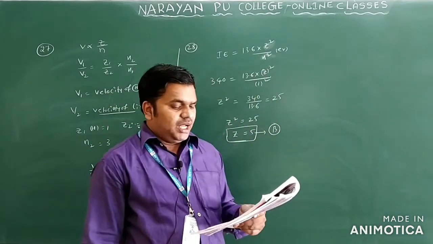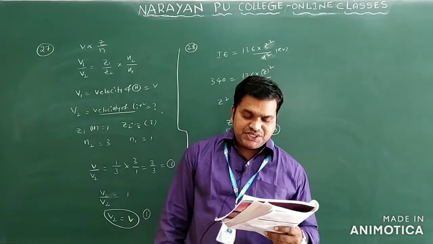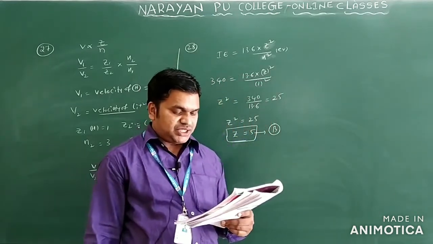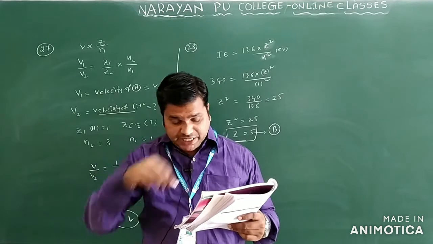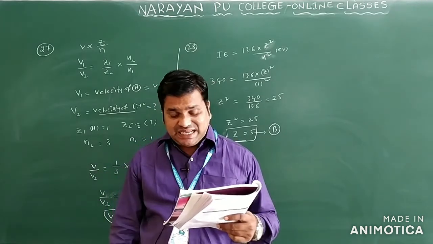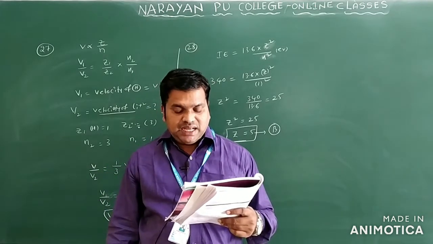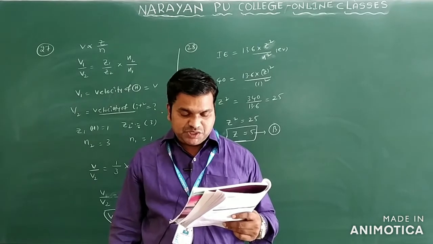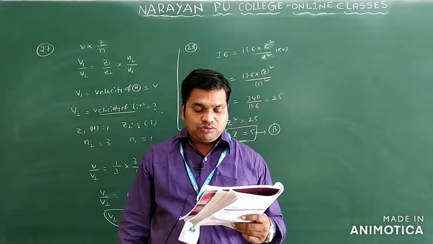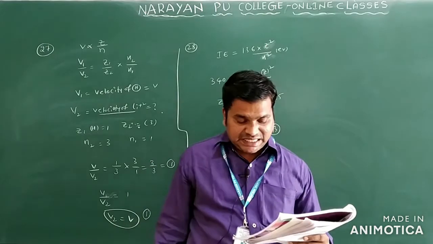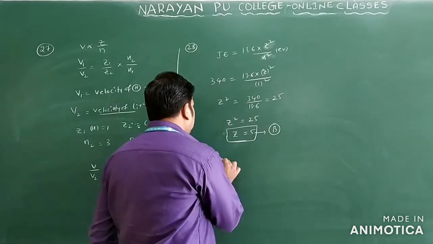Next we can see question number 29. We have match the following only. Energy of the ground state of He+, potential energy of the first orbit of hydrogen atom, kinetic energy of the second excited state of He+ atom, ionization potential of which one? He+ atom only. So we want to identify the correct answer for this one. The first one is given. What is the first option?